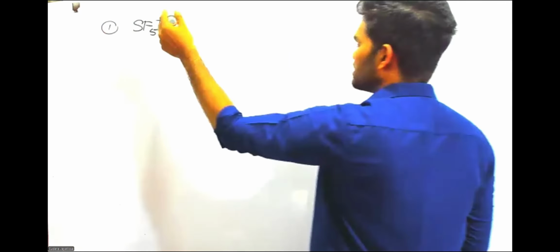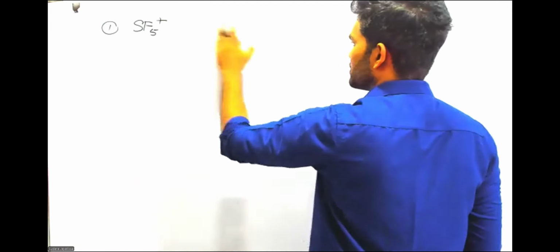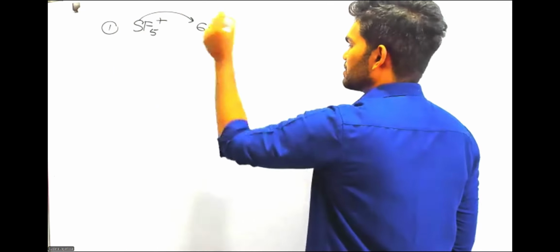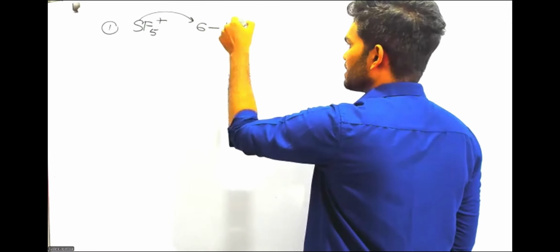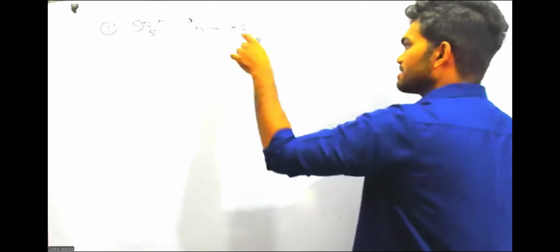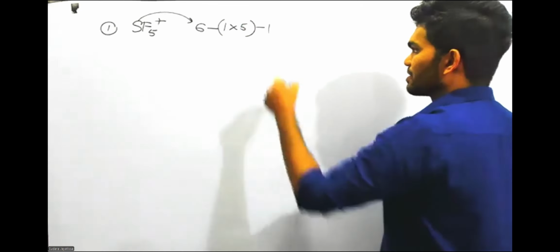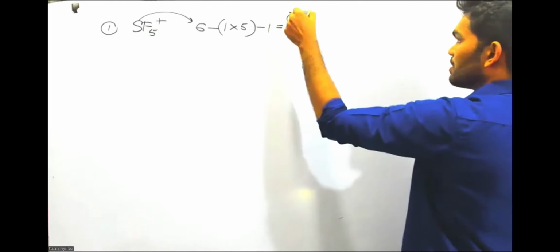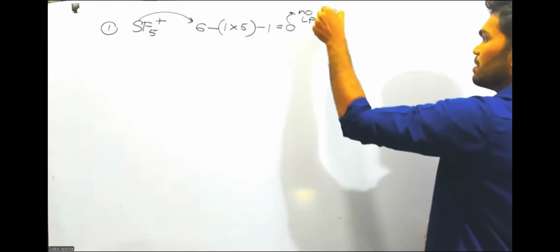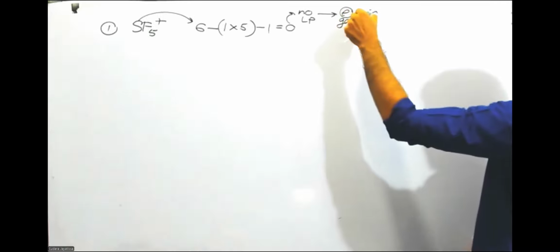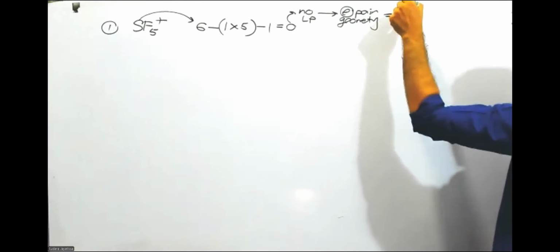SF5 plus. If you draw the structure, or you can follow my short method. Remember, sulfur has 6 valence electrons. To bond with fluorine, it uses 5 electrons of that. For the plus charge, you have to remove another electron. So there are no electrons left, which means no lone pairs. If there are no lone pairs, electron pair geometry is equal to the shape.